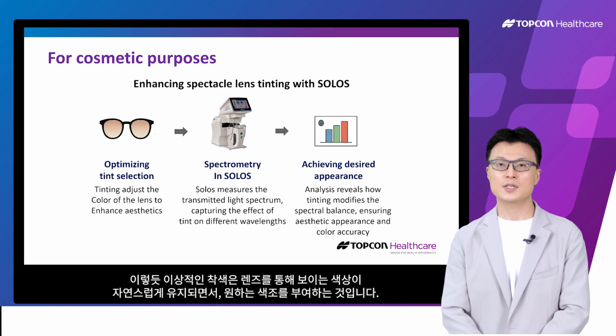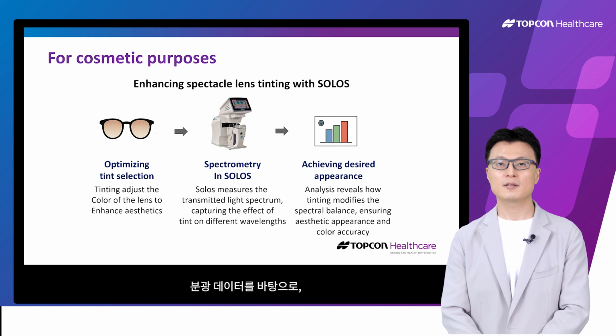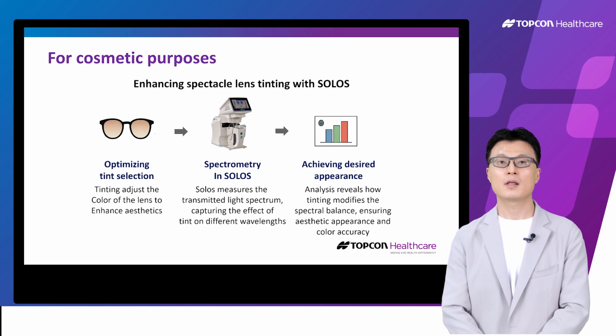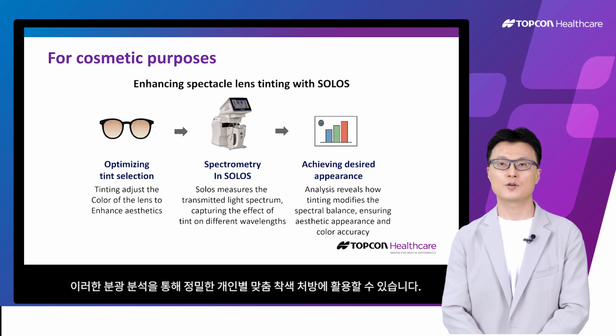Ideally, a good tint gives you the desired shade while keeping the colors you see natural. By analyzing the spectral data, we can identify any excessive filtering or light transmission at specific wavelengths. This helps us precisely determine the tint the lens will show and allows for highly personalized color tinting prescriptions.